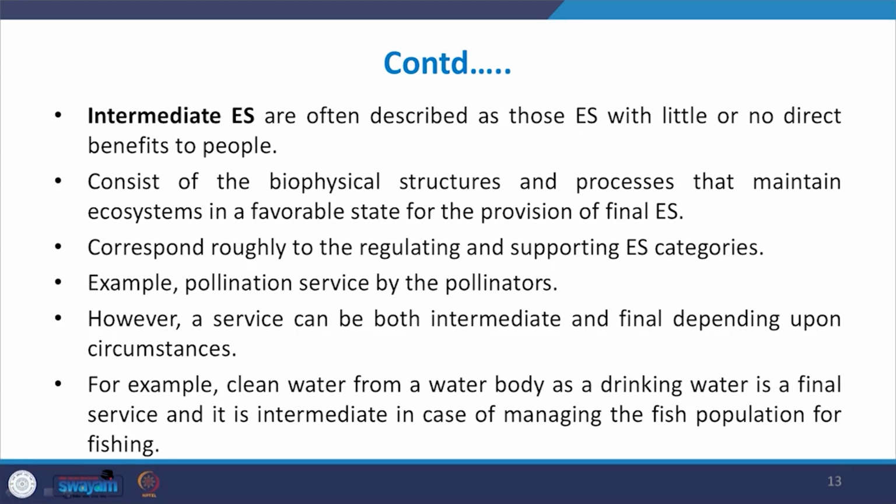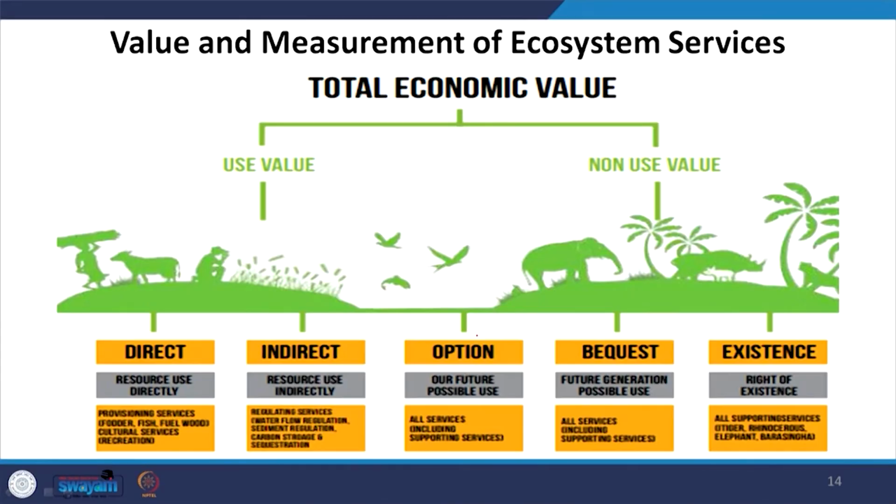This graph tells us about the different kinds of values that these goods and services provide to the society, and these values provided by the environment can be classified into two categories: use values and non-use values. Further, we can also divide use values into two categories: direct use values and indirect use values.